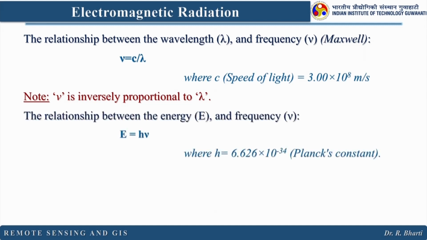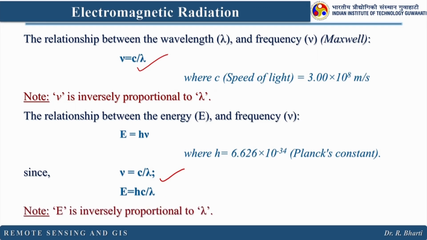The relationship between energy and frequency is E is equal to h nu, where h is Planck's constant. So if we replace this nu from the previous equation, it will become E is equal to hc by lambda. So here again E is inversely proportional to lambda. That means in the shorter wavelength region we have high energy, but in the longer wavelength region we have less energy. This is very important, because slowly you will understand the application of all these fundamentals in remote sensing. The next one is the Stefan-Boltzmann law.